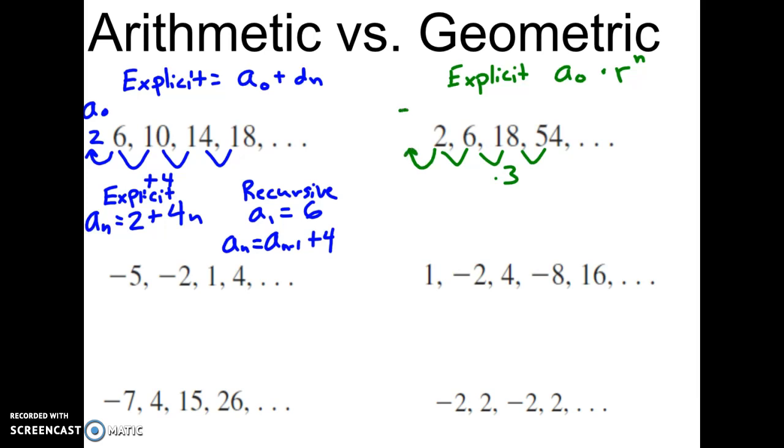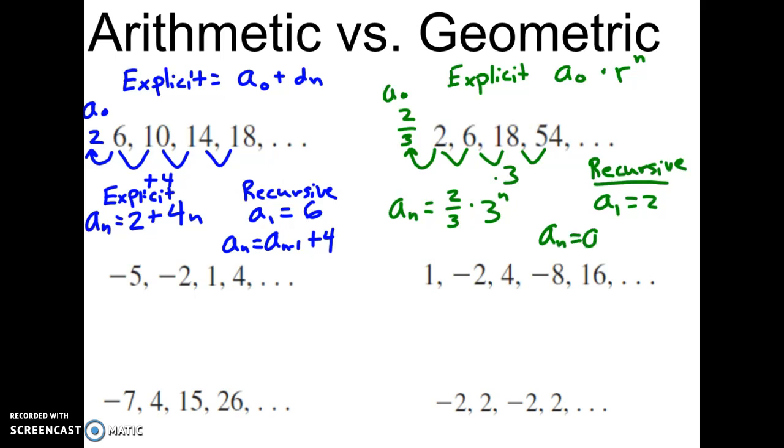And then here in a geometric sequence, you can hopefully see that we're multiplying by 3. If we go back here, this would be 2/3. That's our a of 0. So for explicit, we would have a of n equals 2/3 times 3 to the n. And for our recursive, it's a little easier to spell out. We just talk about our first term, which was 2, and then we just say a of n minus 1, and we're multiplying by 3 each time.